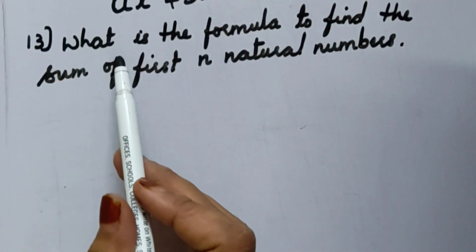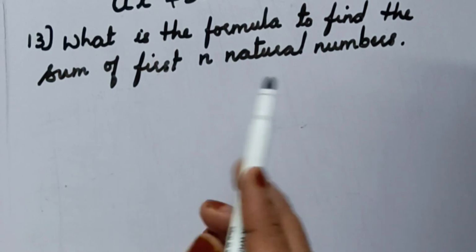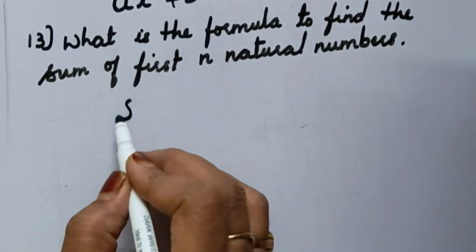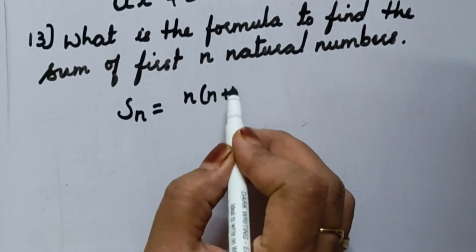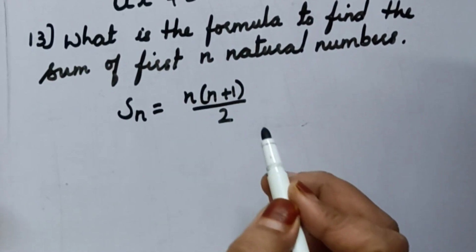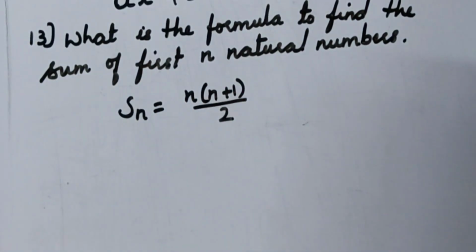Now the next question is, what is the formula to find the sum of the first n natural numbers? The formula is Sn equals n into n plus 1 by 2, which is the formula to find the sum of n natural numbers.